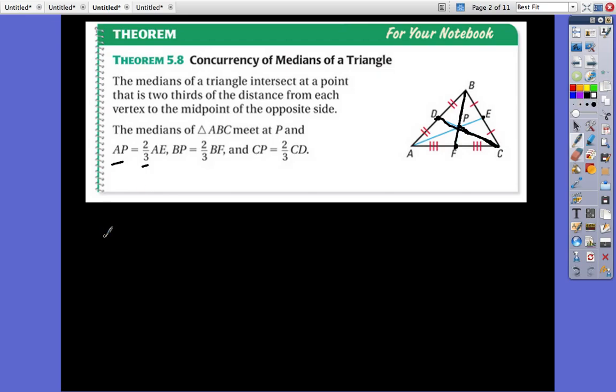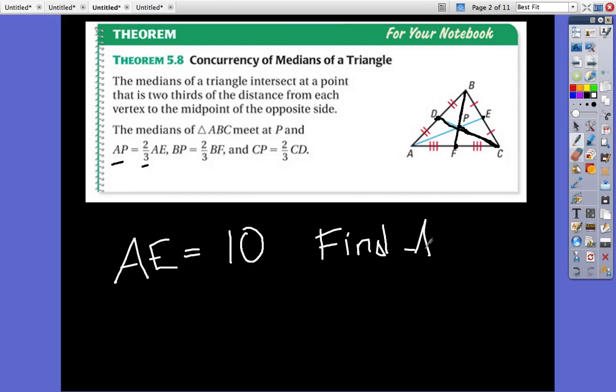Let's say the length of AE is 10 units. So AE is 10 units long. And we want to find the length of AP. Well, the whole thing is 10. We're looking for the piece AP. Now, AP is 2/3 of AE.